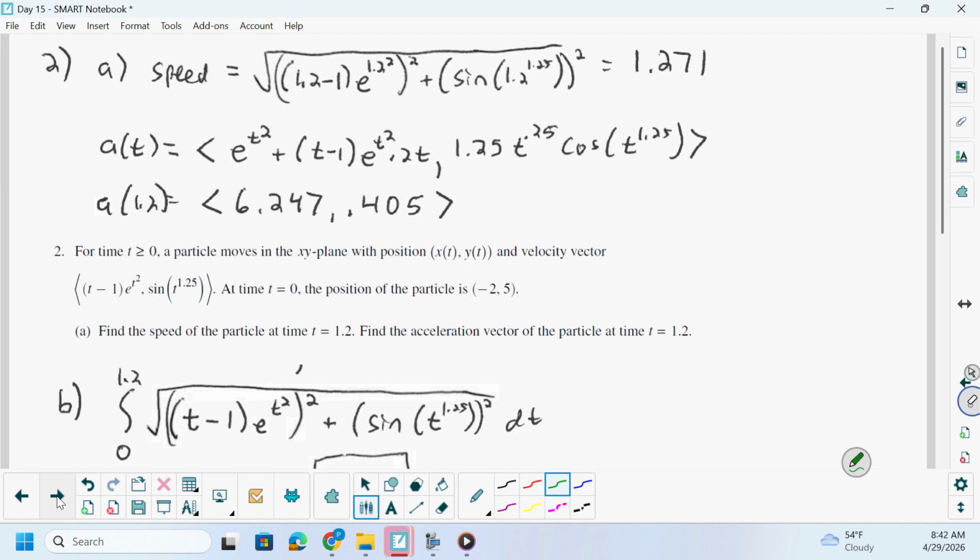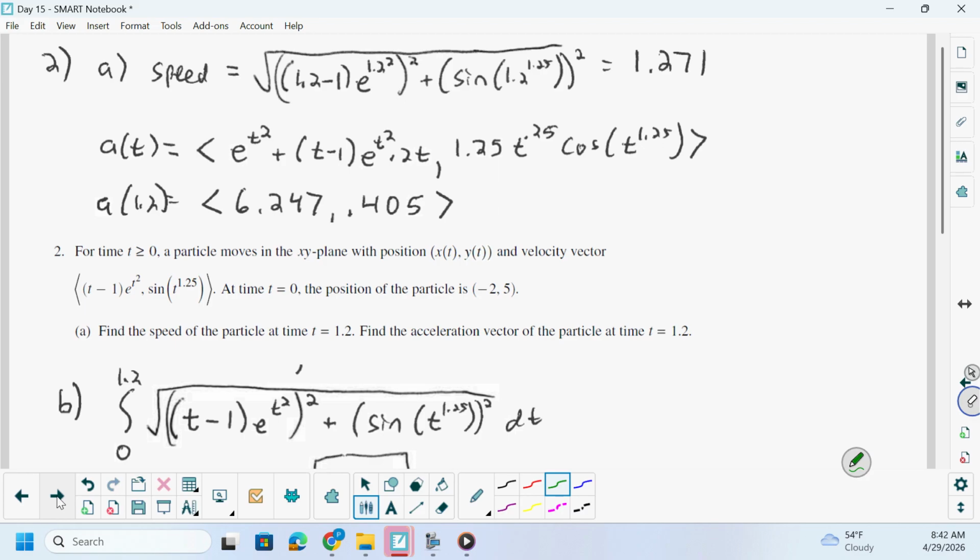In the first part, the x part, we have a product rule. So derivative of t minus 1 is 1 times the regular e to the t squared plus the regular t minus 1. When we do derivative of e to the t squared, e's derivative is e to the stuff times derivative of stuff. So we have e to the t squared times 2t.